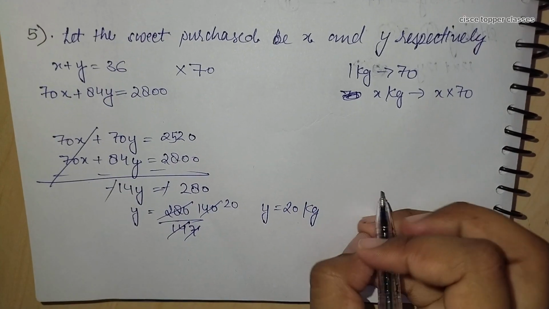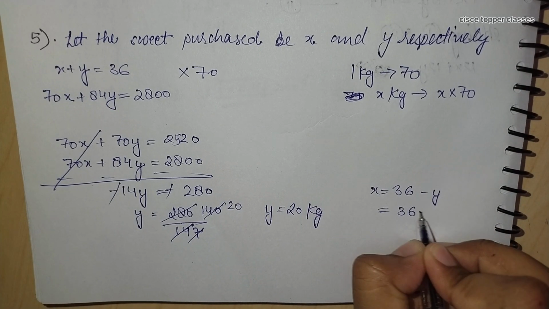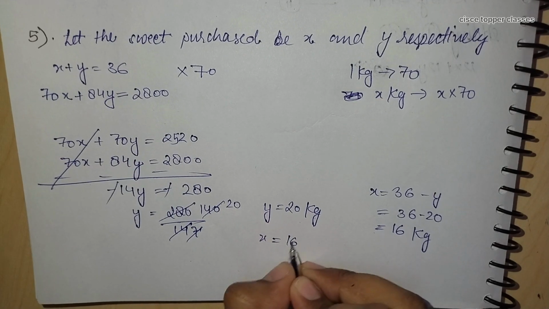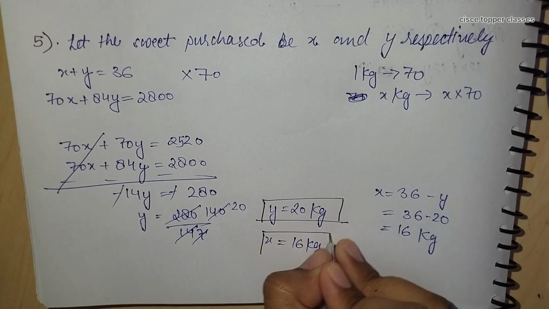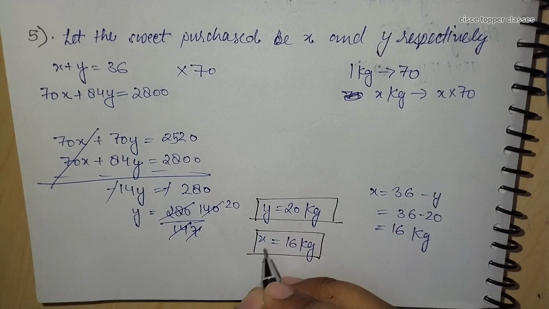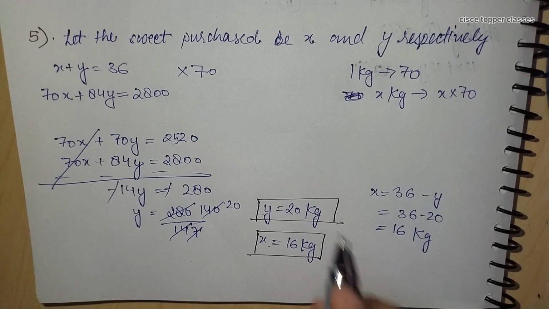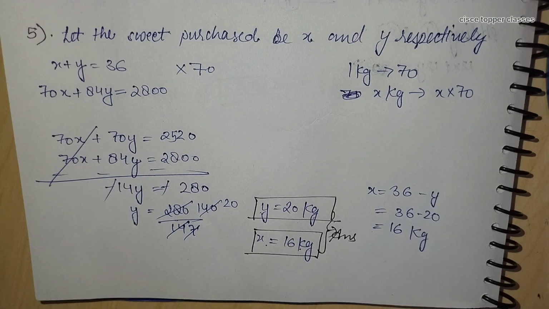From here, we can find the value of x by 36 minus y, equal to 36 minus 20 as 16 kg. Hence x is equal to 16 kg. Hence we have found how much sweets they bought of each kind: firstly, they bought one kind of sweet as 16 kg and the second kind as 20 kg, which is the final answer in this question.